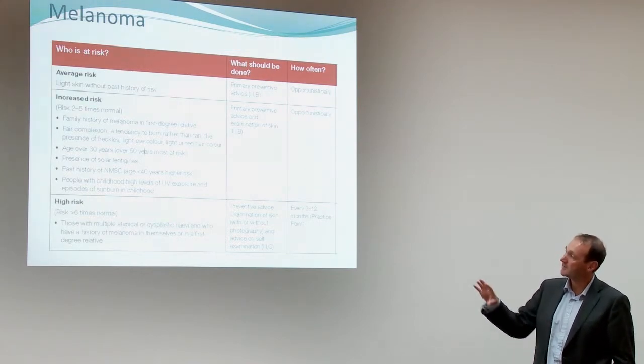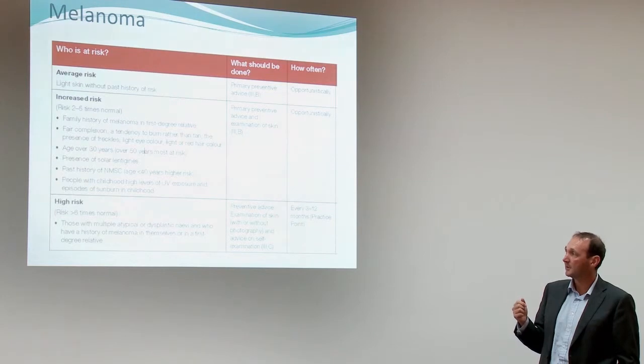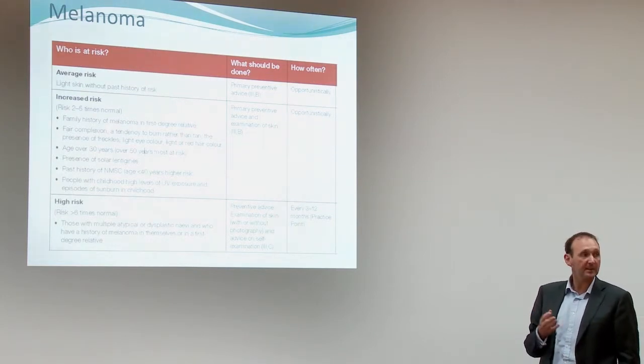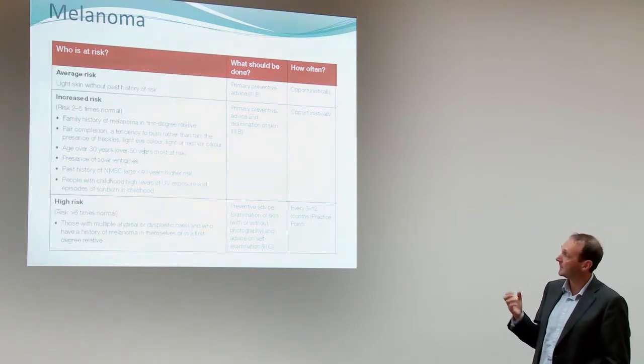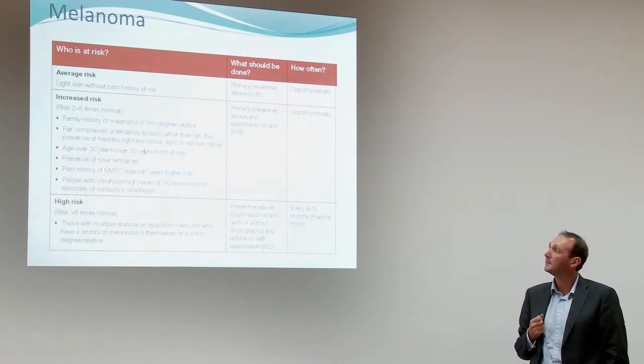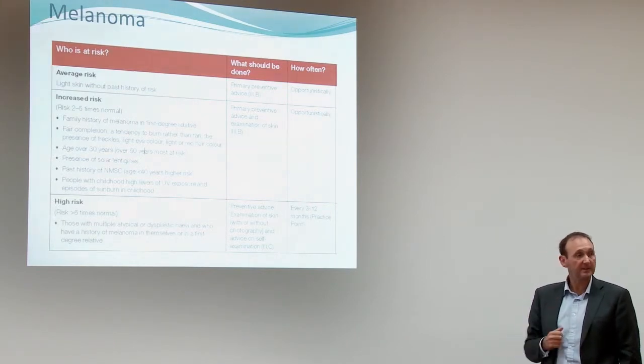For the high risk, these are people who have a family history or a personal history, but have multiple atypical or dysplastic nevi. And these are the people who require more frequent examination of the skin, possibly with or without photography of specific skin lesions.